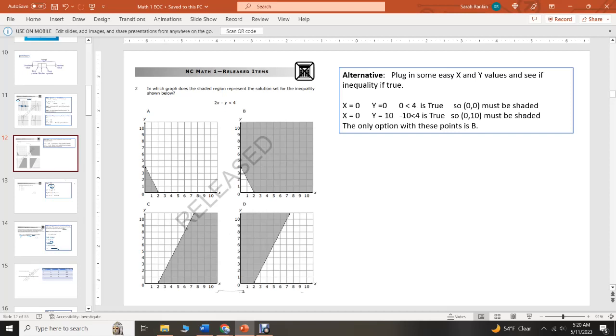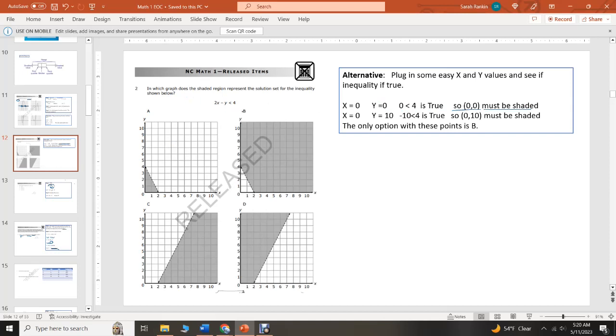Well, another way we could do this is to plug in some values. Remember, the shaded area is the solution set. So let's take (0, 0), because it's shaded in some and not shaded in the others, and it's an easy thing to calculate. So if I plug 0 for x and 0 for y into my function, I get 2 times 0 minus 0, which is 0, is less than 4. Well, that makes the statement true. So we now know the point (0, 0) must be shaded.